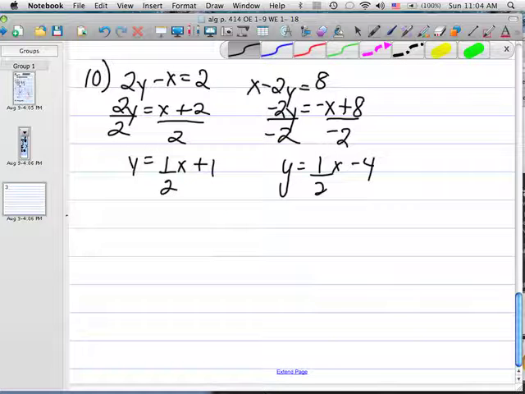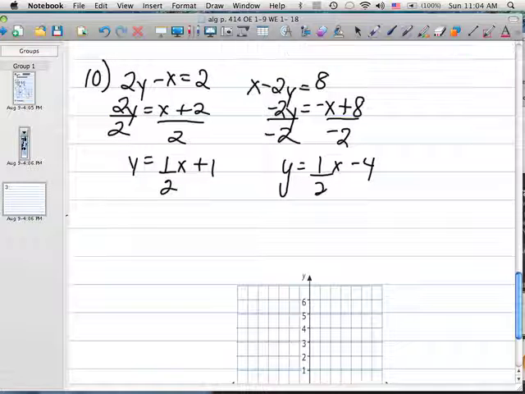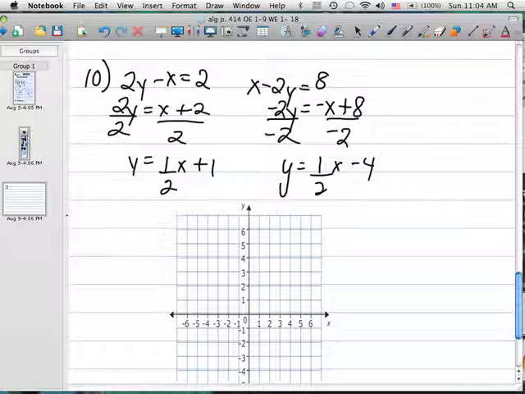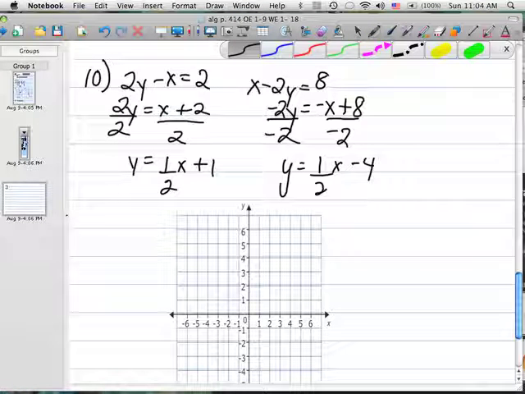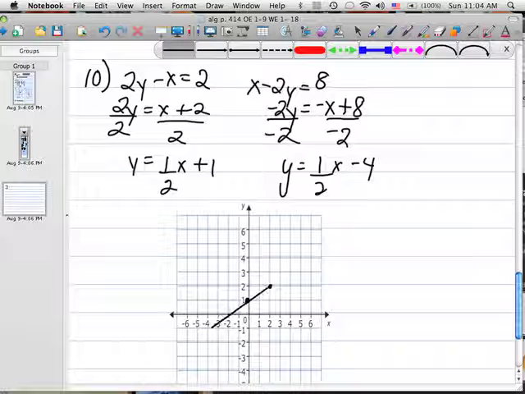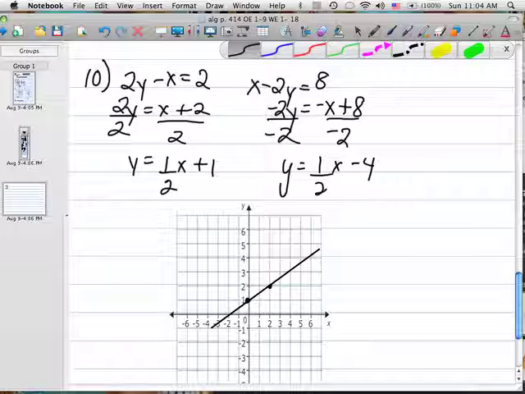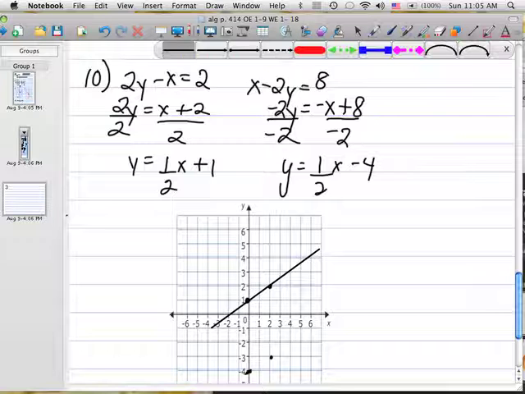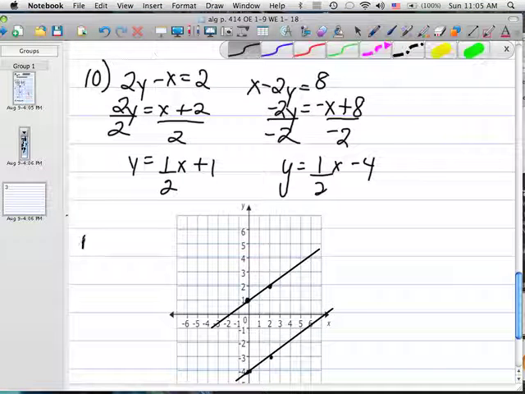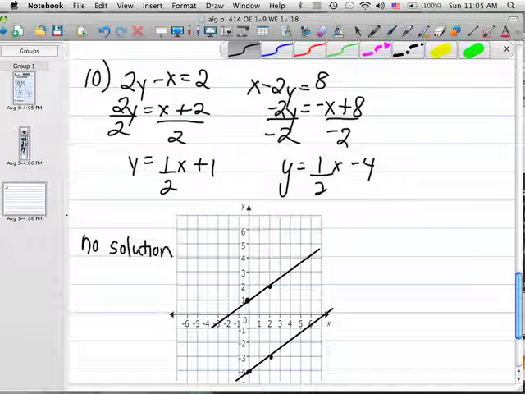Then graph that. So we get the intercept is 0, 1. The slope is up 1, right 2. And we draw a line through those points. And the second one, the intercept is 0, negative 4, and it's up 1, right 2. And we draw a line through those, and we can see that they're going to be parallel. So there's no solution. And problem number 12.